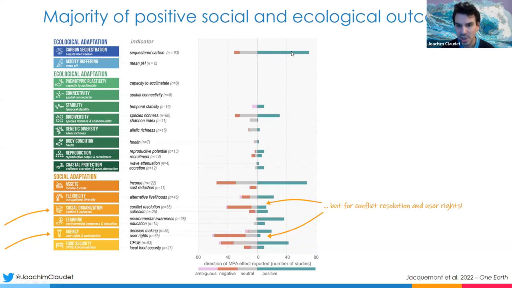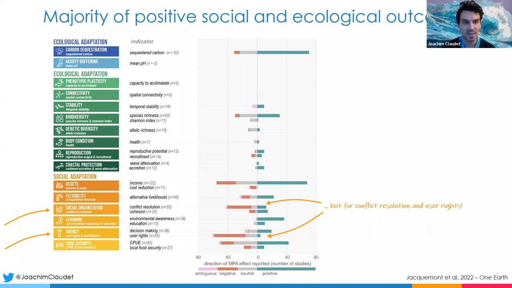So first, when we do the vote counting of the papers, the greenish bars are the number of papers that said that the MPAs or conservation had a positive effect on the studied outcome. The red ones are the number of studies where authors showed a negative effect of MPAs on the outcome. Gray are neutral, and the purple one is ambiguous, when it was not possible for the authors to say whether it was positive or negative.